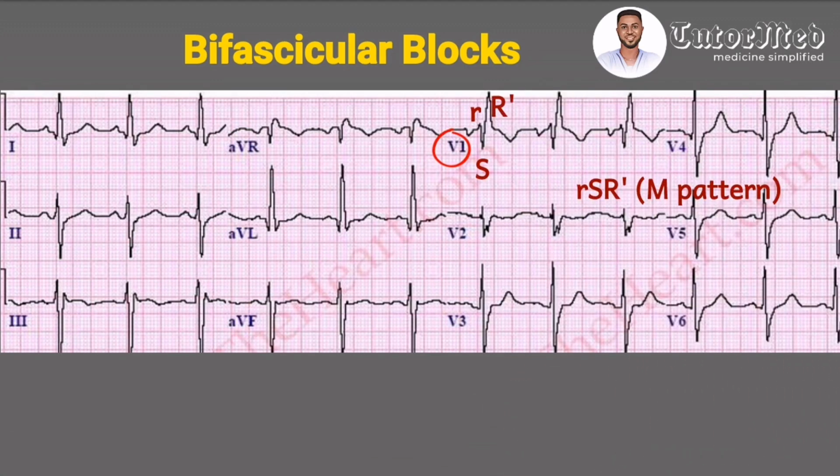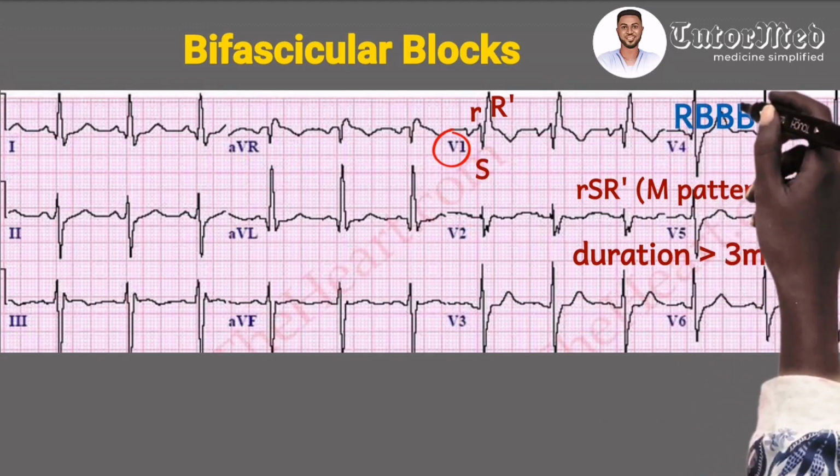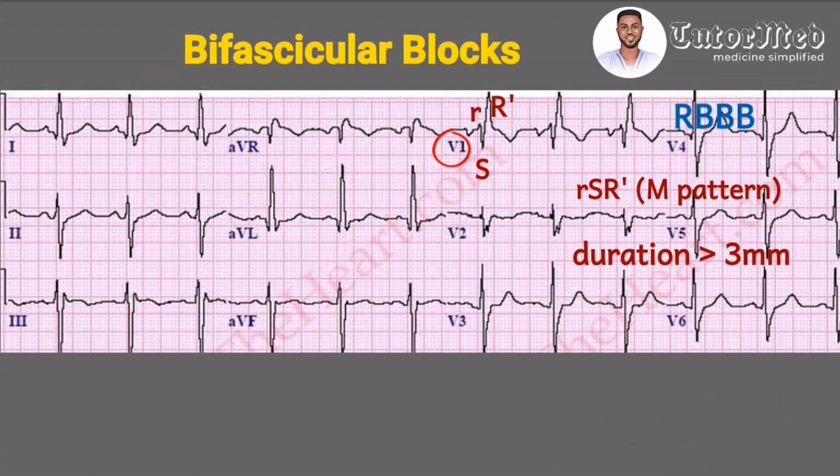And then more importantly, if you check the duration very well, it has a duration of 4 millimeters, which is more than 3 millimeters. And so this is a right bundle branch block. Now, usually, right bundle branch block is commonly associated with right axis deviation. Usually, that is what it should be, while left bundle branch block is associated with left axis deviation. And so let's check the axis of this ECG.